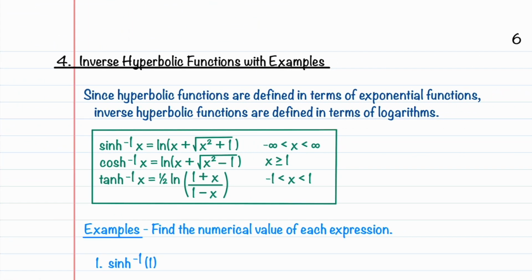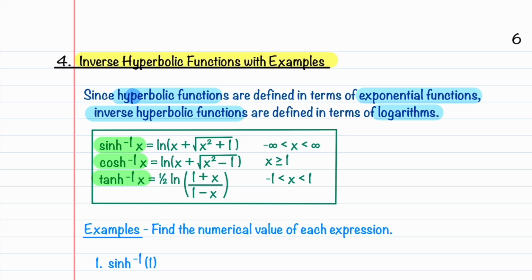We are going to learn about inverse hyperbolic functions and then walk through some examples. Since hyperbolic functions are defined in terms of exponential functions, inverse hyperbolic functions are defined in terms of logarithms. I have written down the definition of inverse sinh of x, inverse cosh of x, and inverse tanh of x. All three of these definitions have logarithms in them.